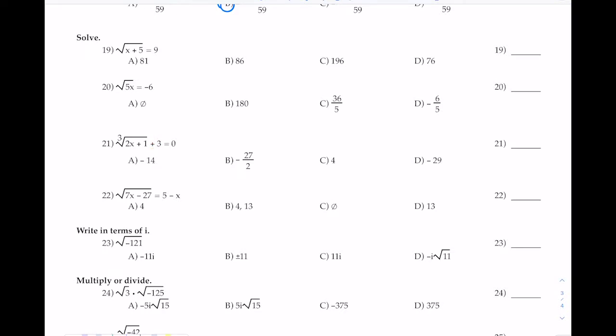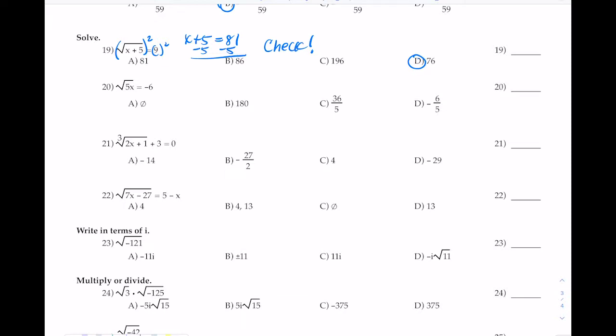So here, to undo a radical, since it's a square root, we're going to square both sides. And when you square the square root of x plus 5, you just end up with x plus 5. And when you square 9, you get 81. And then if I solve for x, I'm going to subtract 5. And 81 minus 5 gives me 76. And it's always a good idea to check your answer, especially when you have an even root, because remember, if you get a negative under your radical, you won't be able to take the square root or any even root of it, as it will give you an imaginary number.